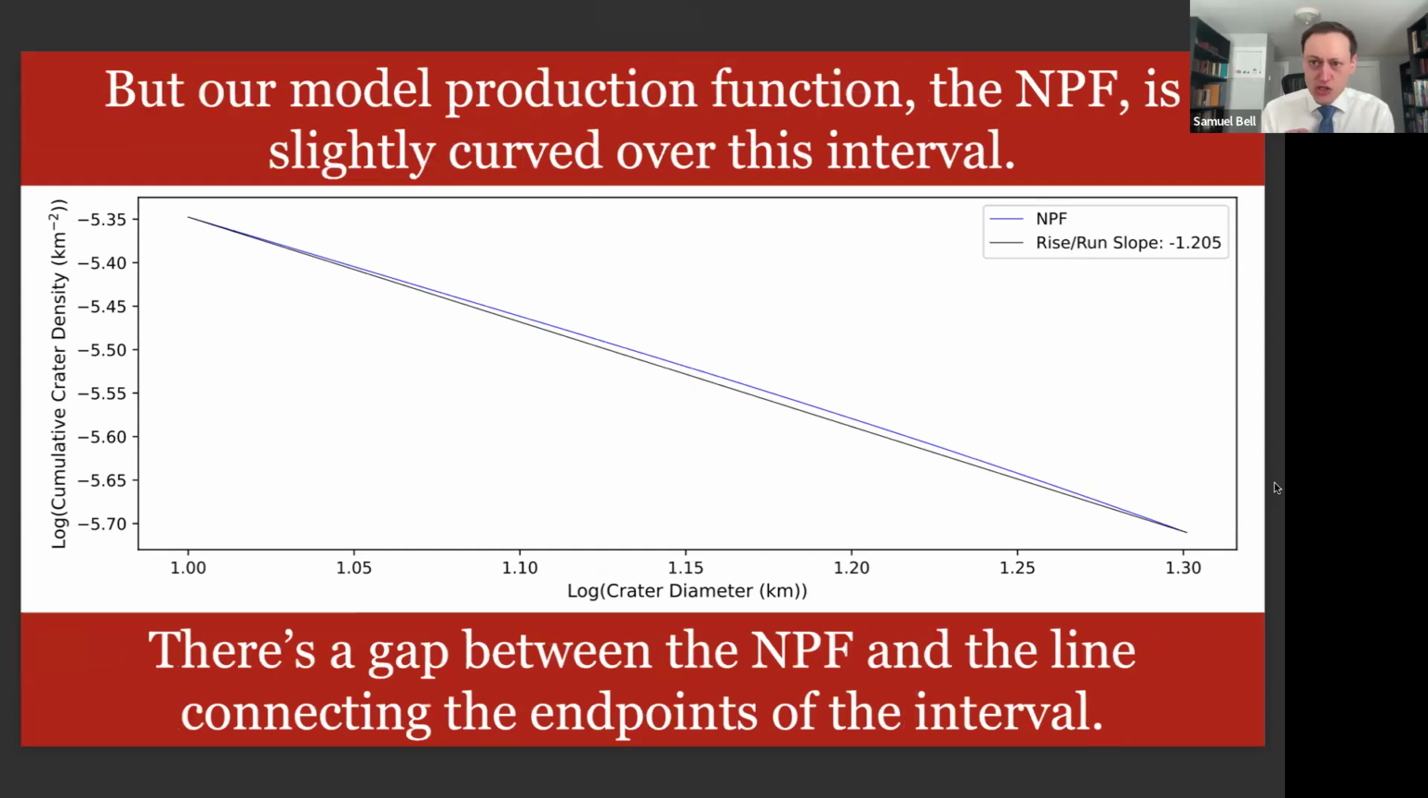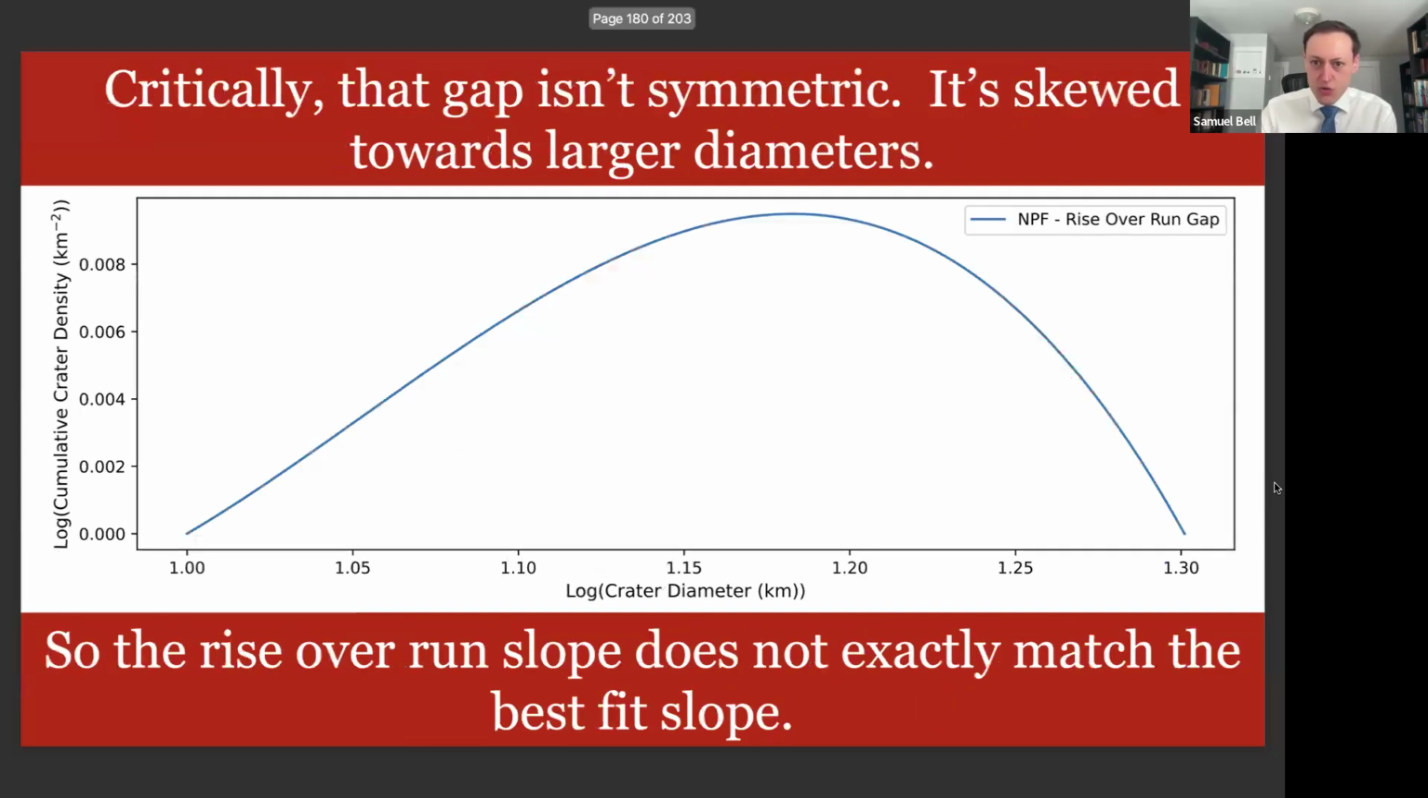But our model production function, the NPF, is slightly curved over this interval. There's a gap between the NPF and the line connecting the endpoints of the interval. Critically, that gap isn't symmetric. It's skewed toward larger diameters. So the rise over run slope does not exactly match the best fit slope.